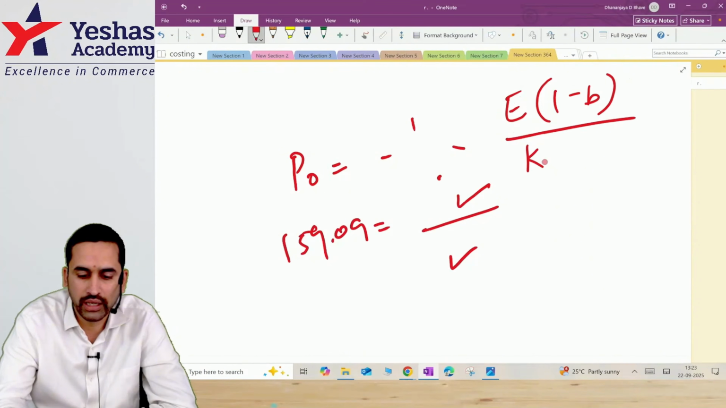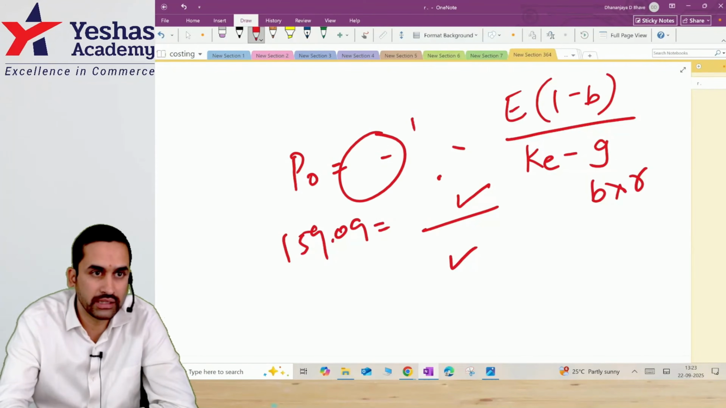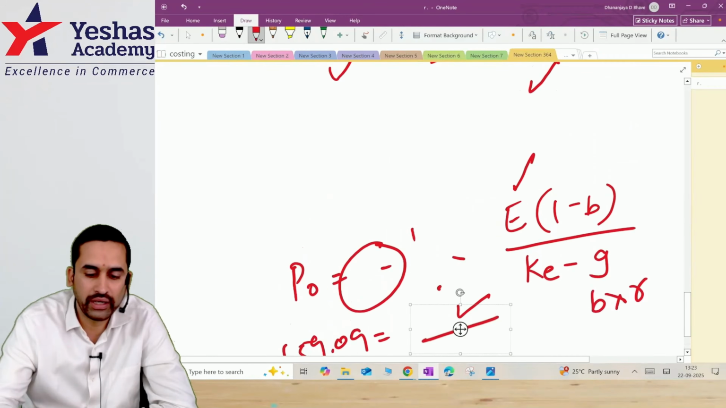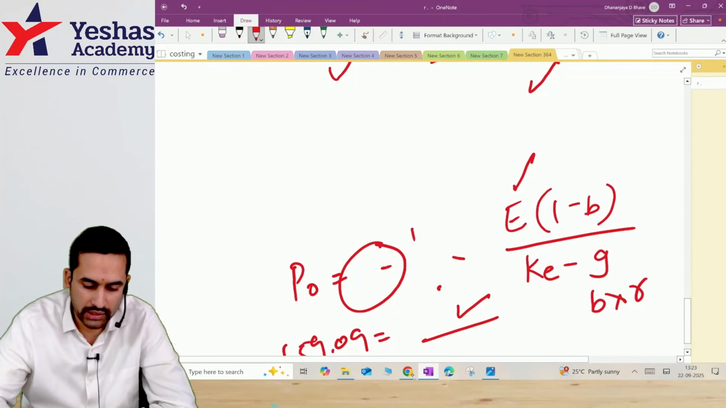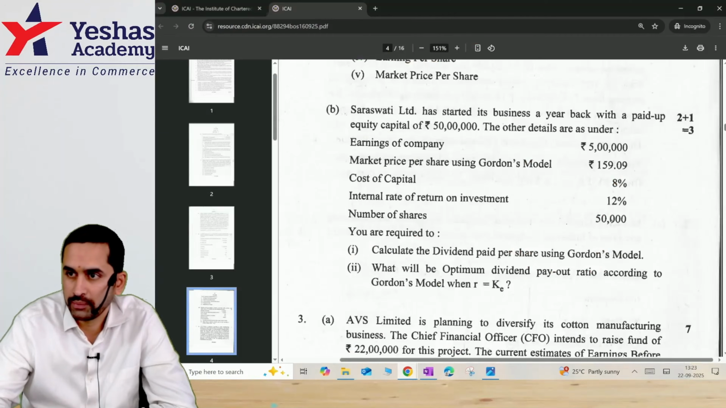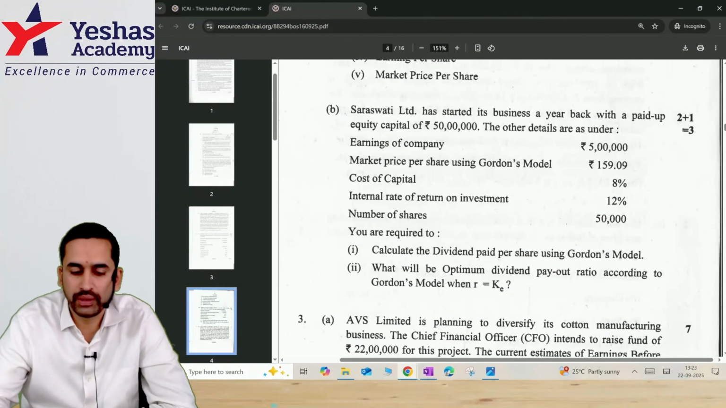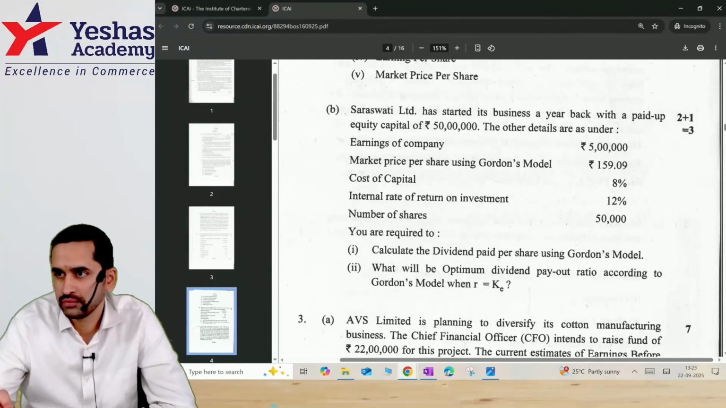Or dividend, KE minus G. G is B into R. Left hand side is available. Earnings you can find out by doing total earnings by, that will be 10 rupee. Out of 10 rupee, how much is paid? The D you have to calculate. Let D be X and then do.